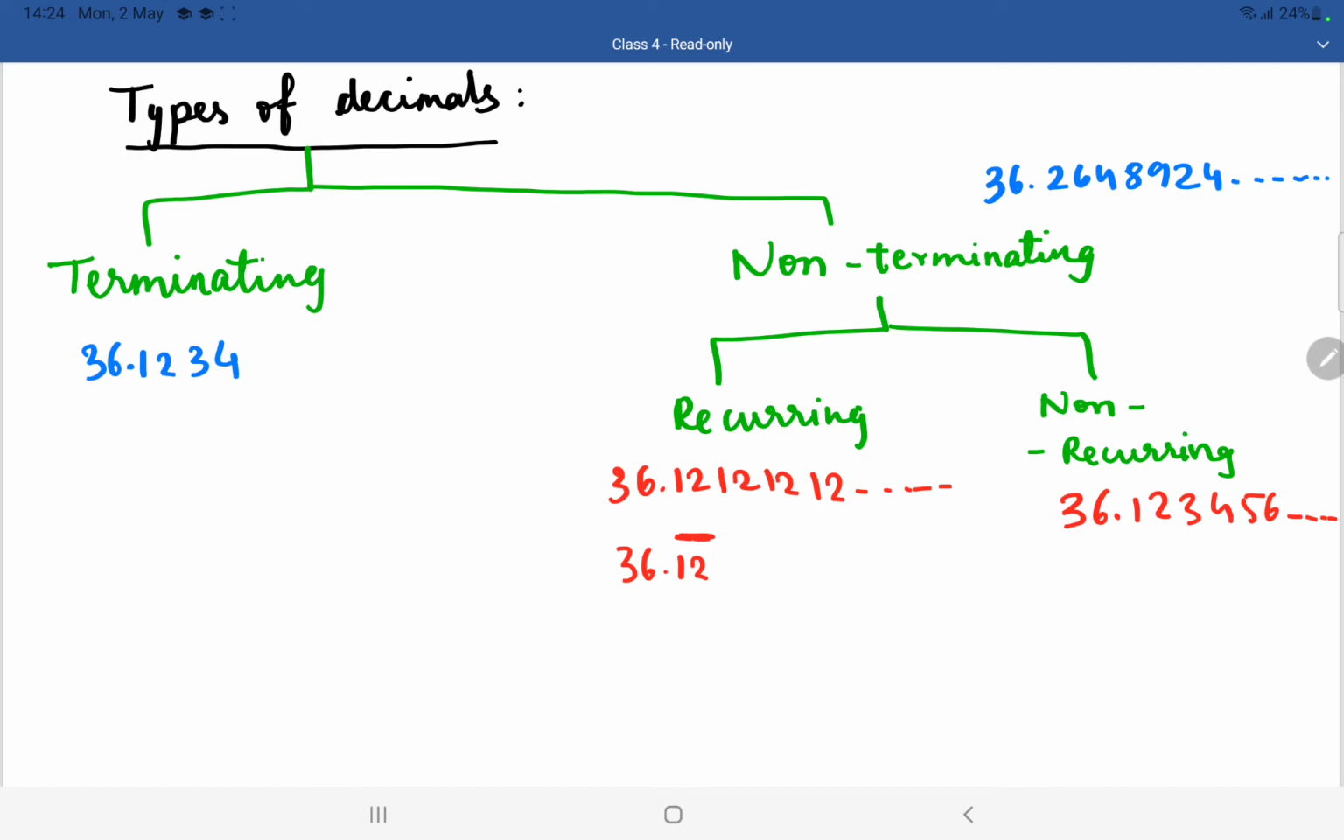Coming to non-recurring, the decimals are infinitely going, but they will not repeat themselves. Here if we see in recurring, the same numbers are repeating again and again, 1 2 1 2 1 2 1 2 1 2 so on till infinity. But in non-recurring, it is not like that. The same pattern of numbers will not come in non-recurring. So I guess every one of you is clear with the types of decimals.